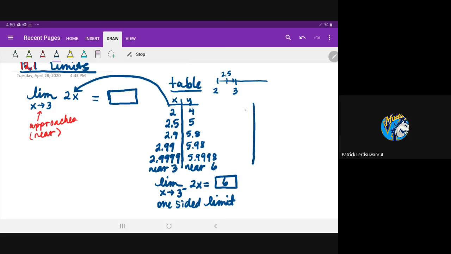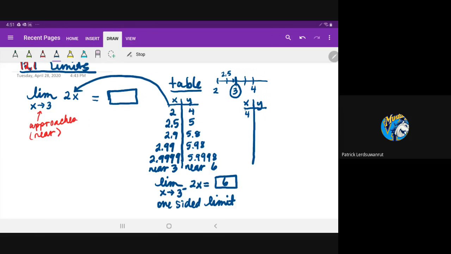Now, I like to make 2 tables, the left side and the right side. The way the book does it is they make a table where they have the missing gap in the middle, and I'll also show you how to use those. But to me, this way makes more sense. Okay, now if I'm trying to get towards 3, what's the first integer on the right side of 3? 4. Okay, so 4.